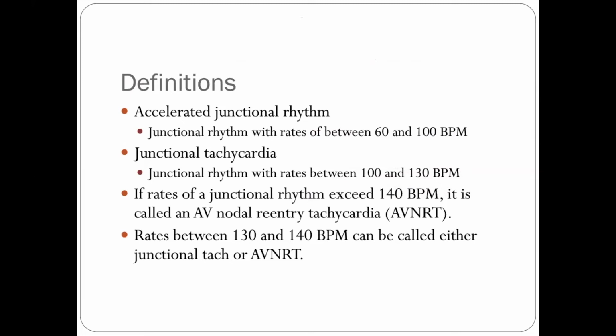So really the definitions that we have here, 40 to 60 would be a junctional rhythm, 60 to 100 would be accelerated junctional rhythm, 100 to 130 would be junctional tachycardia, over 140 would be AVNRT, which I'm going to talk about in a minute, and anything between 130 and 140 we might refer to as either junctional tach or AVNRT. It's up in the air. AVNRT is a specific anatomic issue, and we'll kind of see the difference between both of those.